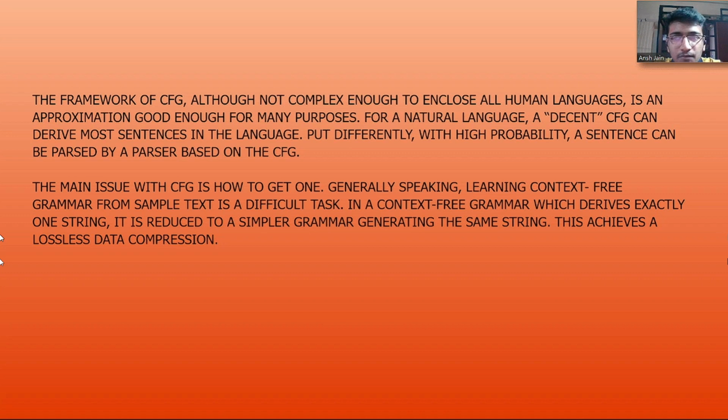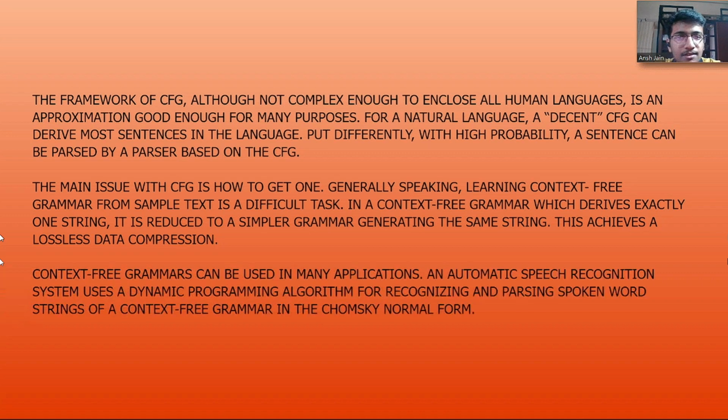Learning context-free grammar from simple text is a difficult task. Also, a context-free grammar which derives exactly one string can be reduced to a simpler grammar generating the same string. This achieves lossless data compression. Context-free grammars can also be used in many applications, such as automatic speech recognition systems that use a dynamic programming algorithm for recognition and parsing of spoken word strings with a context-free grammar in the Chomsky normal form.